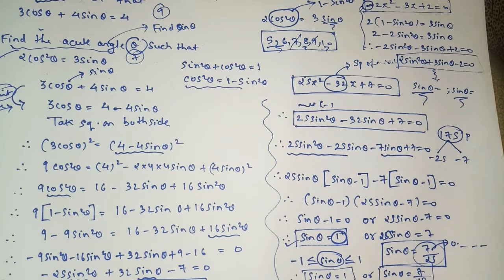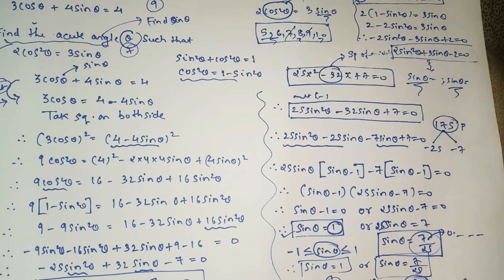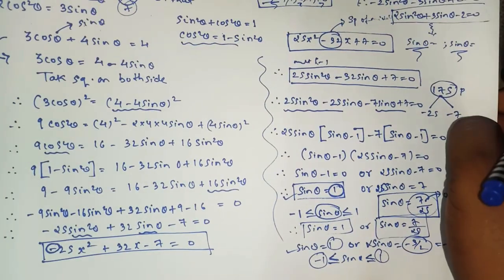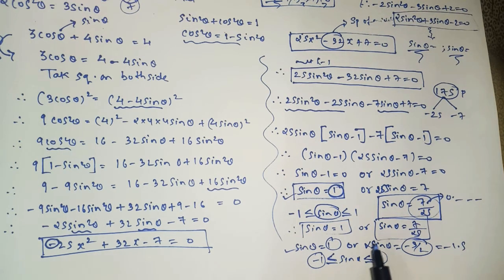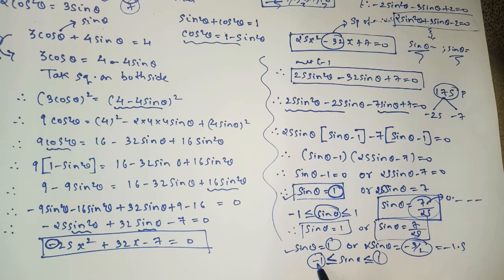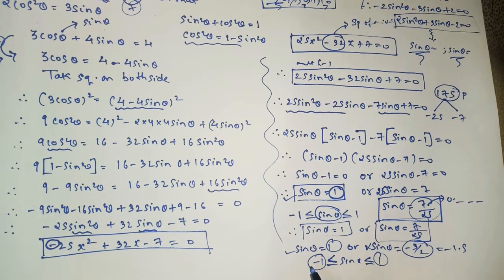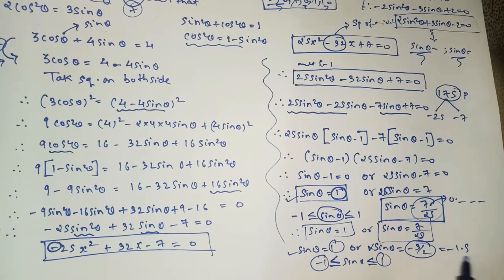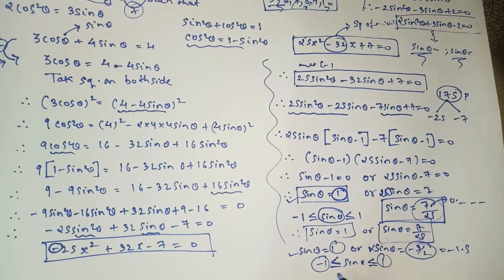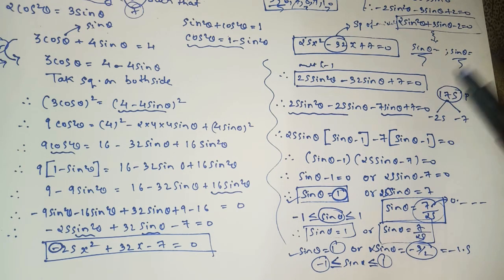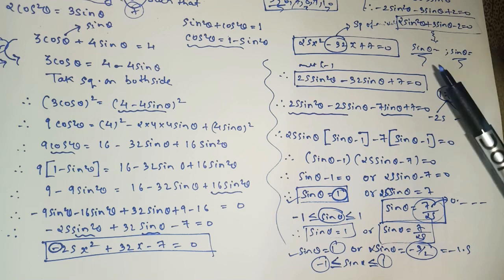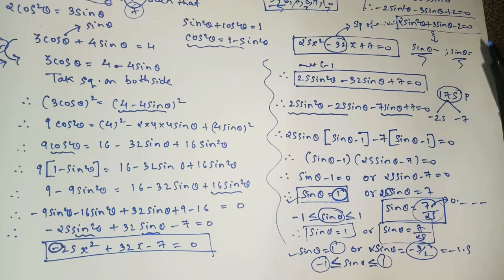It all depends on the range, as we know that the range for sine theta is minus 1 less than or equal to sine theta less than or equal to 1. That means the value of sine should lie between minus 1 and 1, including minus 1 and 1 also. If it crosses minus 1 and 1, don't consider that value. So here also you will get two answers of sine theta, and it all depends on the range now. You have to guess whether we have to consider both answers or only one answer.